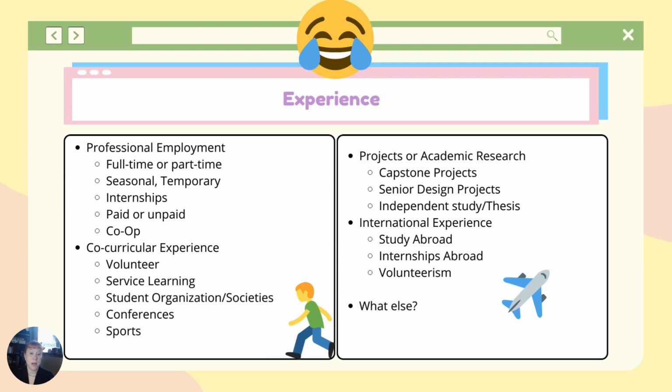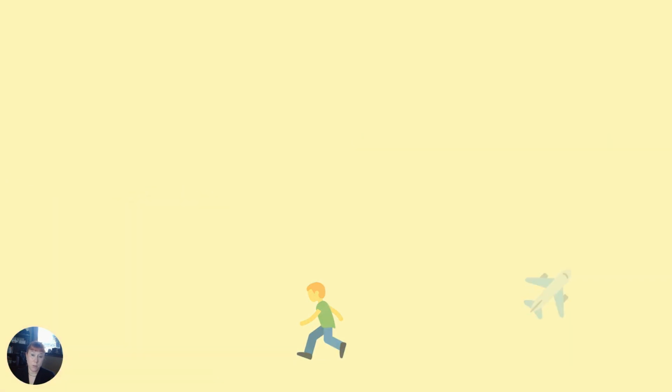Experience. This can come from all kinds of opportunities. Maybe it's volunteer work, a paid position, an unpaid position. Maybe it was only seasonal. Maybe you've done some other experiences outside the classroom, projects or academic research. Maybe you have international experience like studying abroad. All kinds of things could fall under your experience section.